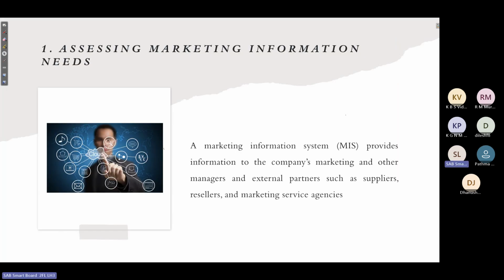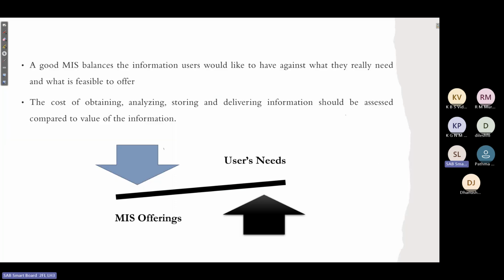we need to first assess what kind of information our different people need to have. So when we have a good marketing information system, it always balances the information users would like to have against what they really need and what is feasible. Right? So it allows us to decide what they want and also what we can offer them. And the cost of obtaining, analyzing, storing, and delivering information should be assessed compared to the value of the information.